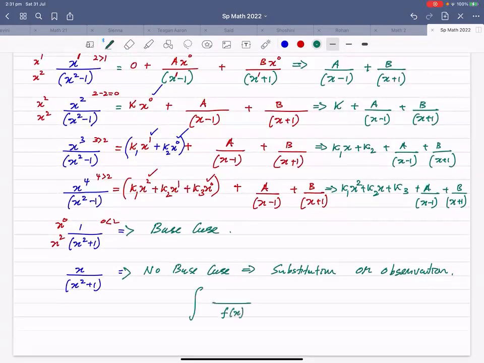Why am I saying observation? Do you remember I told you this? If you have f(x) here and f'(x) is on top, the answer would be log e of f(x). Can you see the derivative of this one is here? It's 2x, right? So you introduce 2 here, you put half there when you do integration.